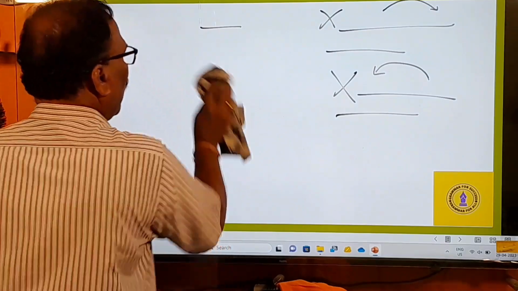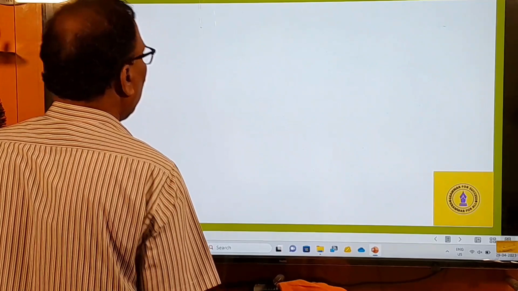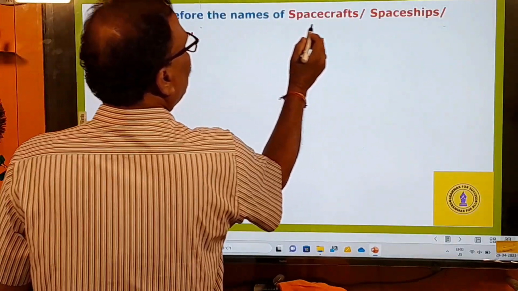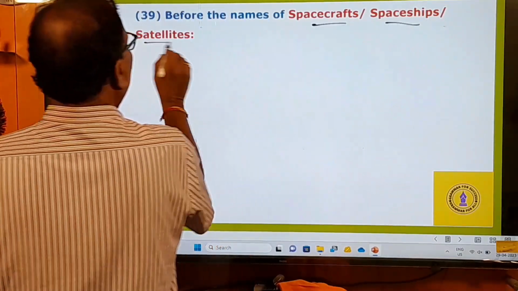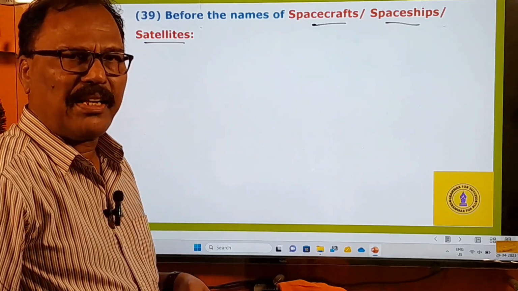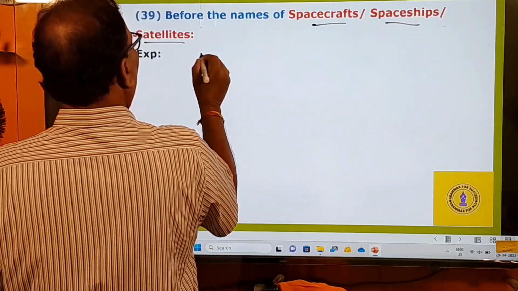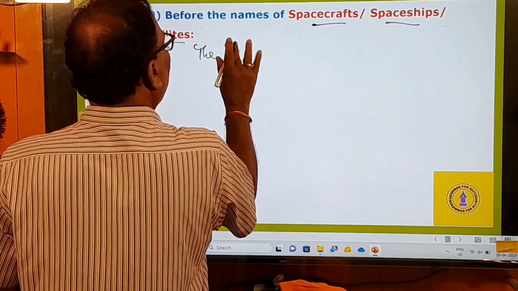Now let's go to the next example. Before the names of spacecraft, spaceships, satellites, we must use the definite article. For example, what are they? The Sputnik is there.